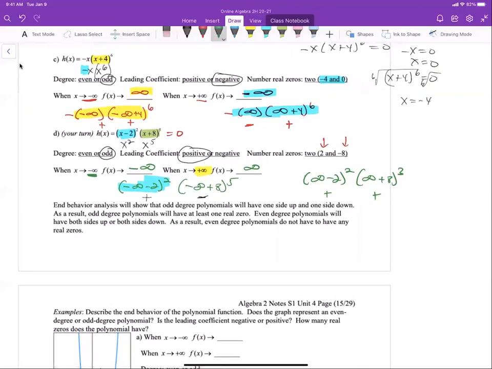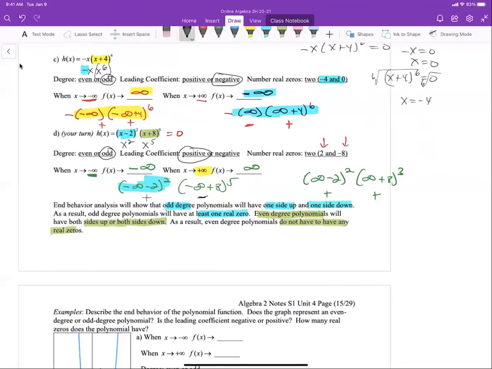So let's think about this. End behavior analysis will show that odd degrees will have one side up and one side down. As a result, odd degree polynomials will have at least one real zero. Even degree polynomials will have both sides up or both sides down. As a result, even degree polynomials do not have to have any. We could have 0 real zeros, could have no solutions, okay?